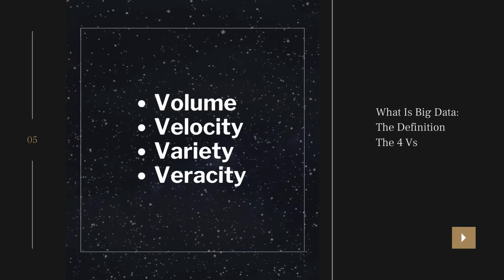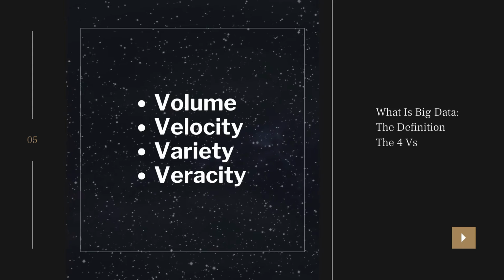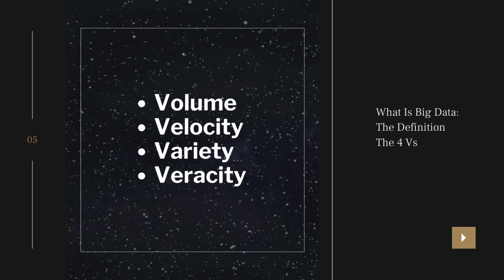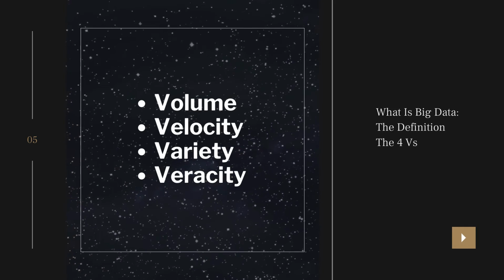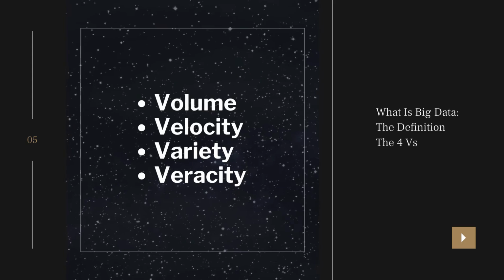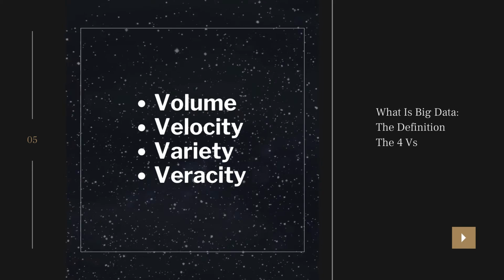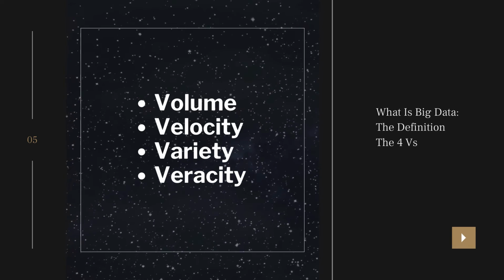So, what is volume? Volume describes the amount of incoming data that is to be stored and analyzed. Velocity has two aspects. On the one hand, data is generated at a very high speed, and on the other hand, systems must be able to store, process, and analyze these amounts of data promptly in order to utilize your big data.